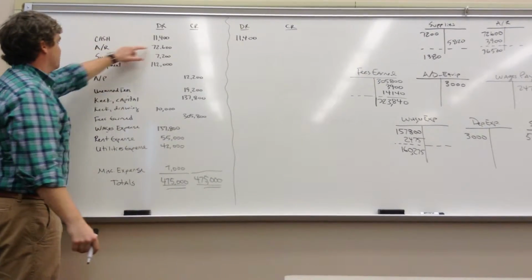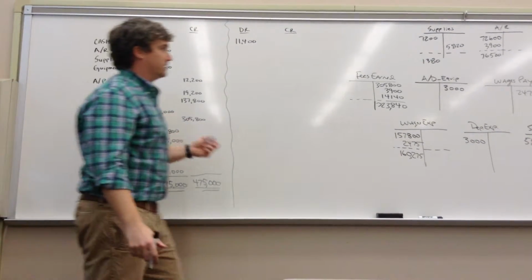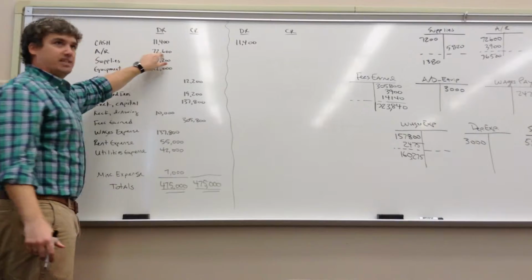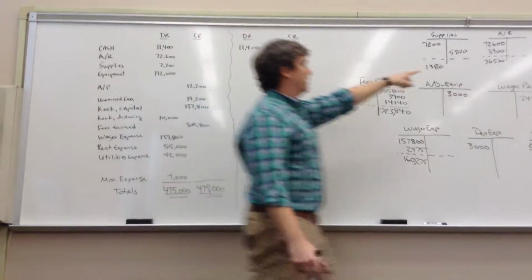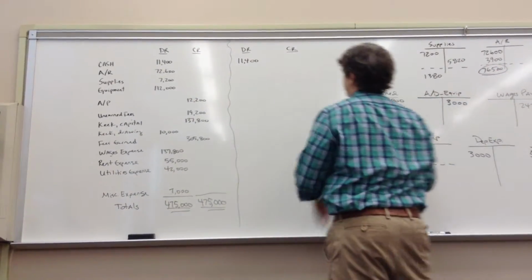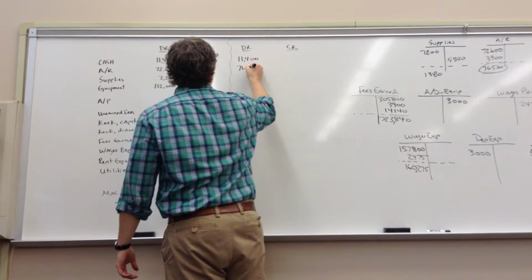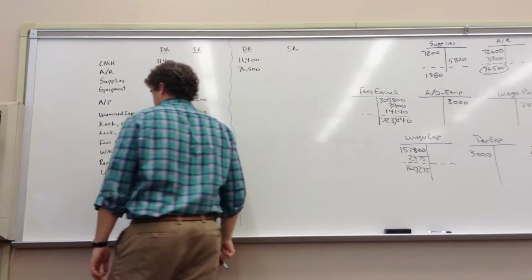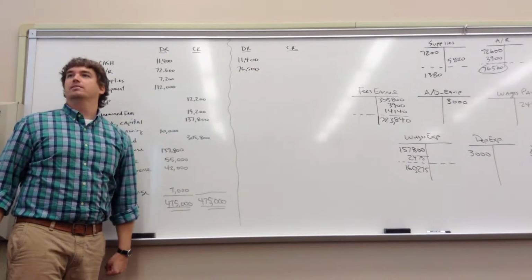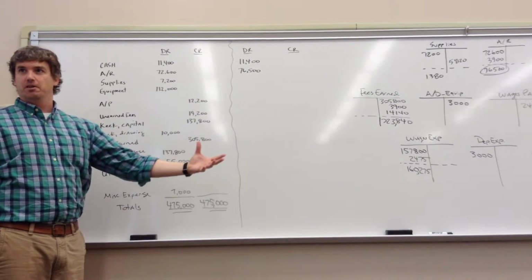11,400. Did accounts receivable change? Yes. All right. Accounts receivable was 72,600. Now it's 76.5. So I come right here, 76.5. All right. Once you get to the adjusted trial balance, it should be a celebration of all you have done. It should be pretty easy.